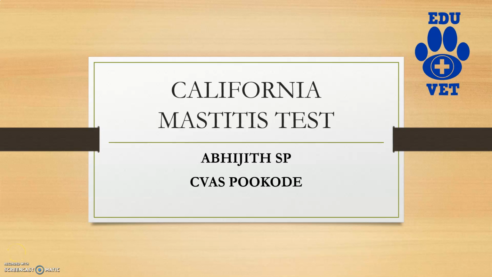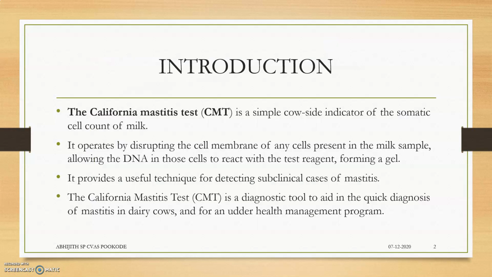So in this video, we will be dealing with the California mastitis test. This is a chemical test performed in the field to detect subclinical mastitis in any other health management program. The California mastitis test is a simple outside indicator of somatic cell count.